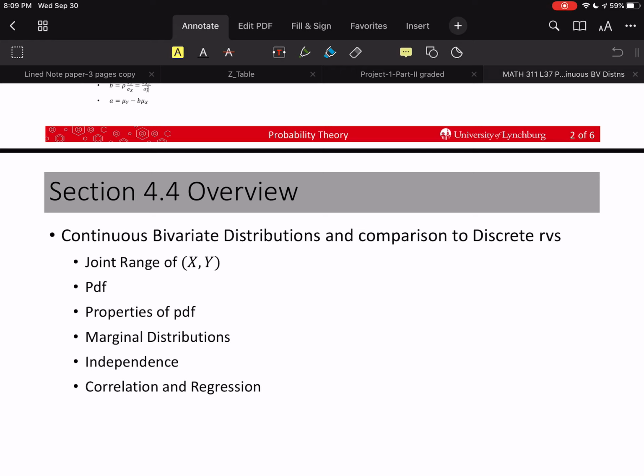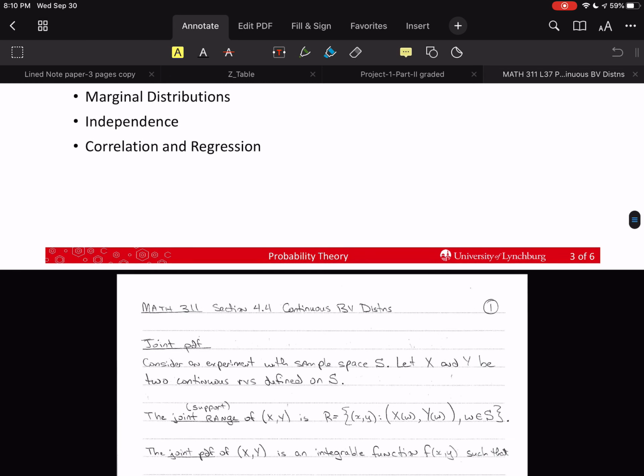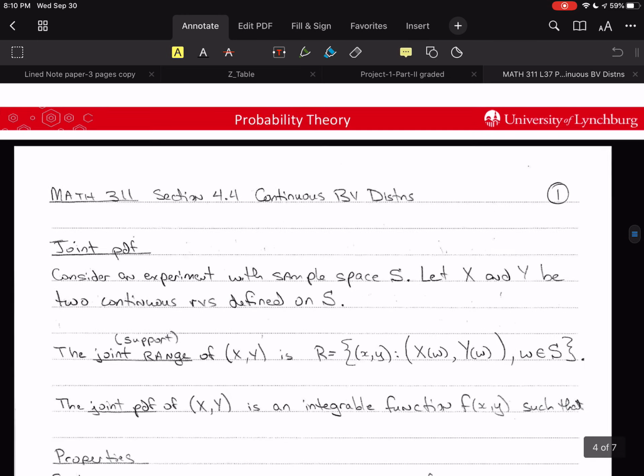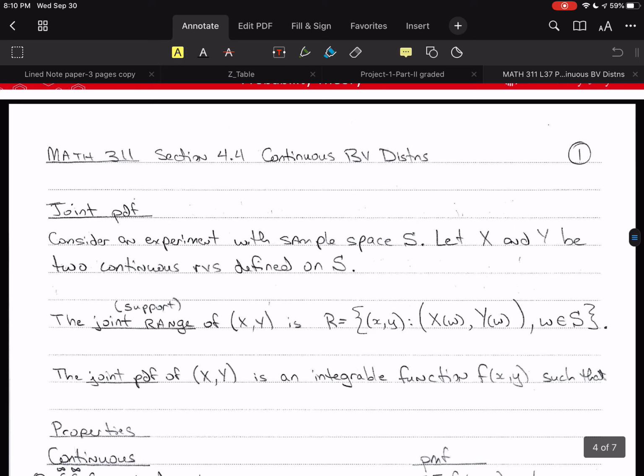So I want to cover the joint range of x and y, the PDF, the properties of the PDF, marginal distributions, independence, and correlation and regression. Basically, we're going to cover everything about the continuous distributions that we've covered now for the discrete. So let's get started. Remember that for continuous distributions, we use the term PDF, probability density function, and for discrete random variables, we use the probability mass function, so PMF.